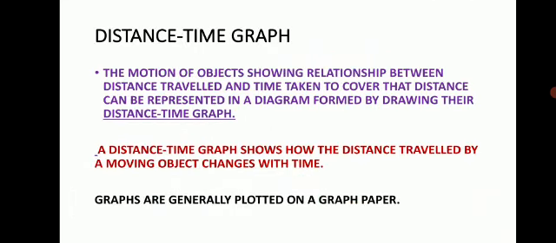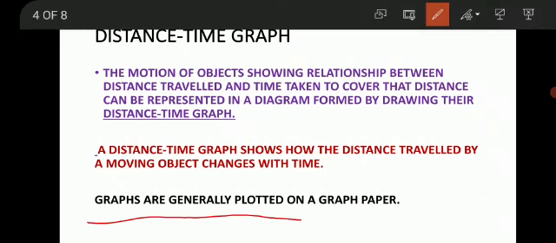Now, what is the distance time graph? The motion of objects, showing the relationship between distance traveled and time taken to cover that distance, can be represented in a diagram formed by drawing their distance time graph. A distance time graph shows how the distance traveled by a moving object changes with time. Graphs are generally plotted on graph paper.